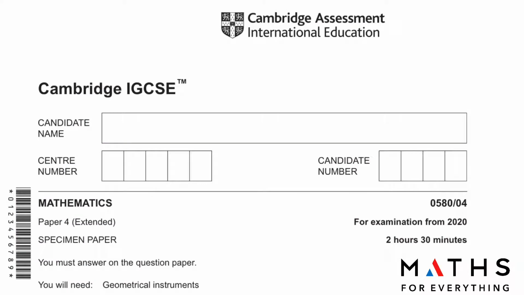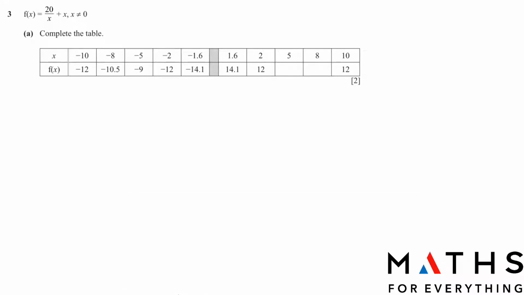In this video we are going to solve Cambridge GCSE Mathematics Paper 4 Extended Specimen Paper for examination from 2020, question number 3 onwards. Question number 3, complete the table. We have been given an equation and we have to complete the table. The x value is also given to us.